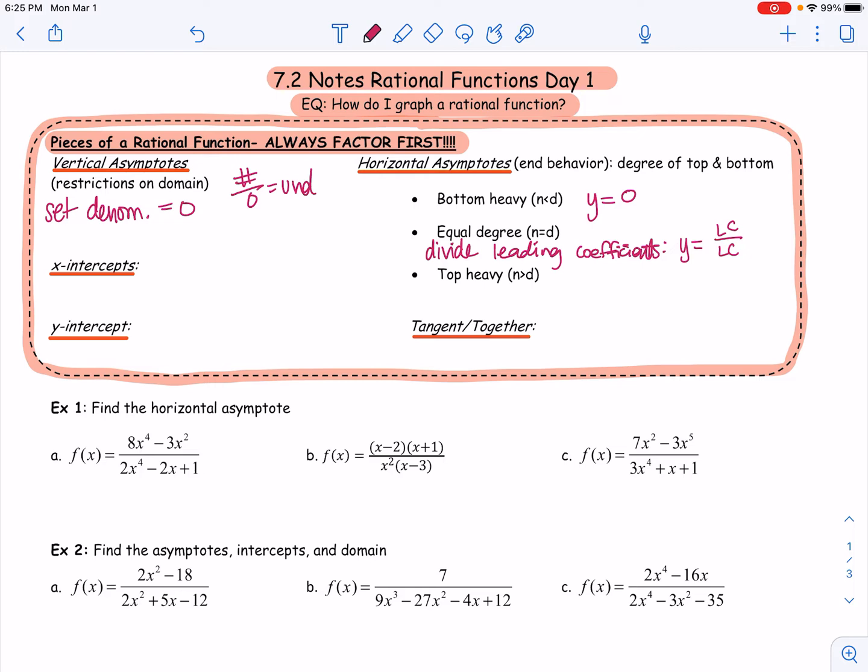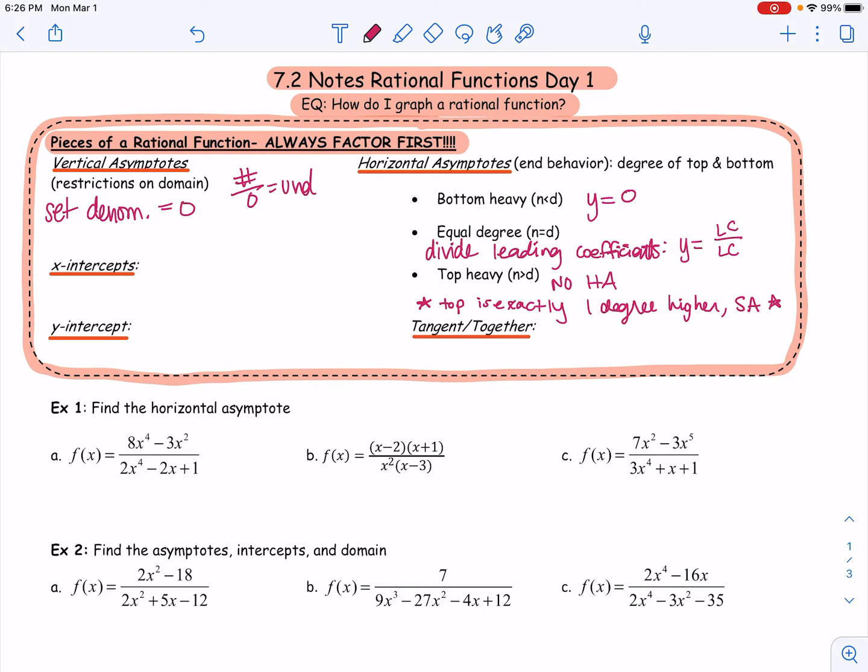If it is top heavy, it actually does not have a horizontal asymptote. So if it's top heavy, if the degree of the top is bigger than the degree of the bottom, there is no horizontal asymptote. Now, in our next lesson in 7.3, we actually talk about if the top is exactly 1 degree higher, then we can have something called a slant asymptote.